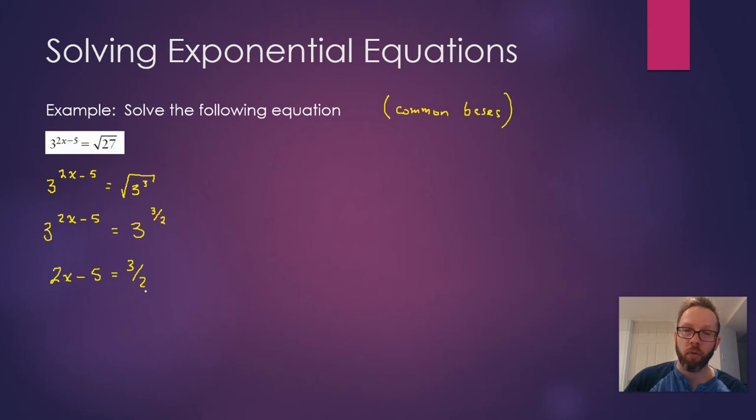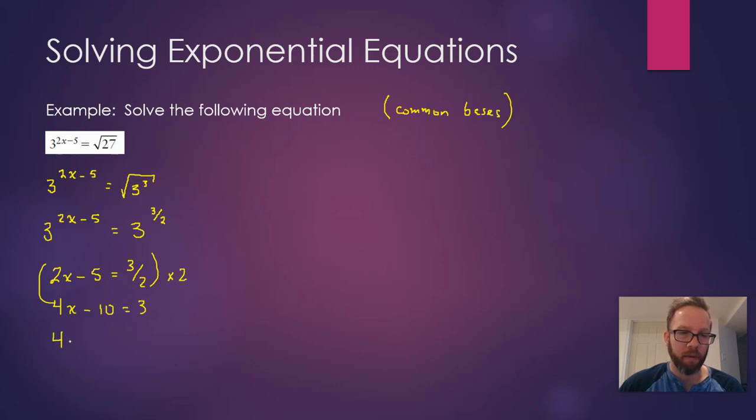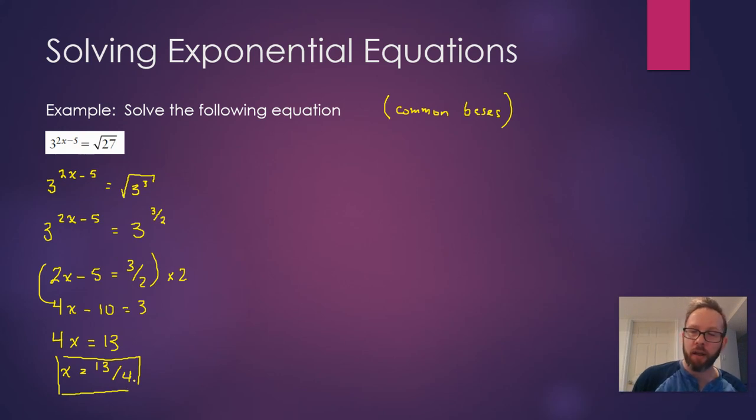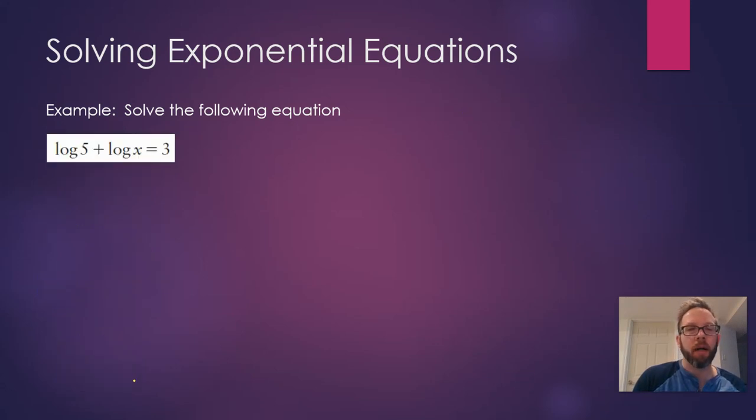And then we can solve this equation using whatever strategy you like. I might multiply everything by 2 and clear the fraction. So 4x minus 10 equals 3. 4x equals 13. And so x equals 13 over 4 solves this equation for me. That's one strategy you should have in your toolbox, using common bases. That isn't always possible, but it makes life easier if you can do it, for sure.